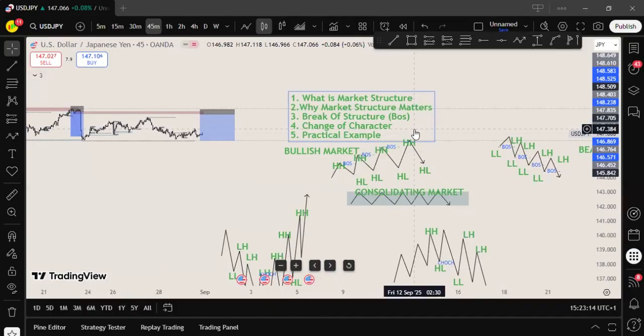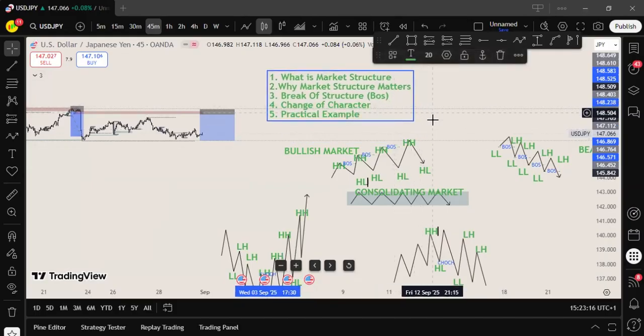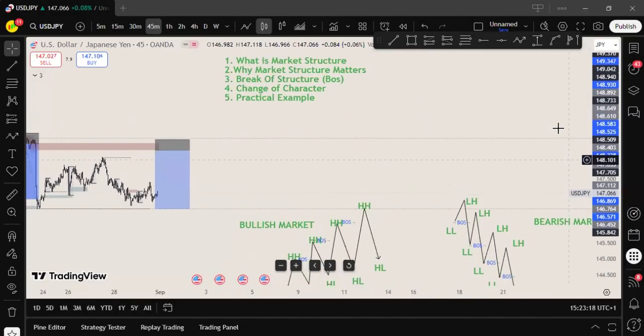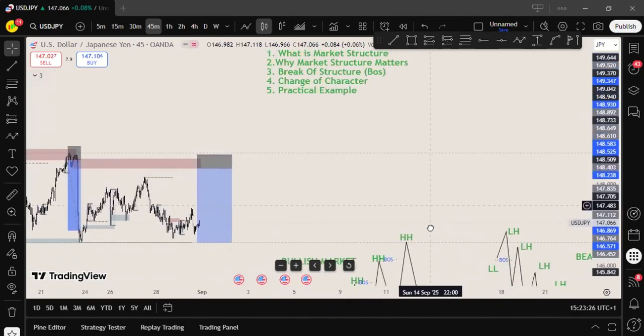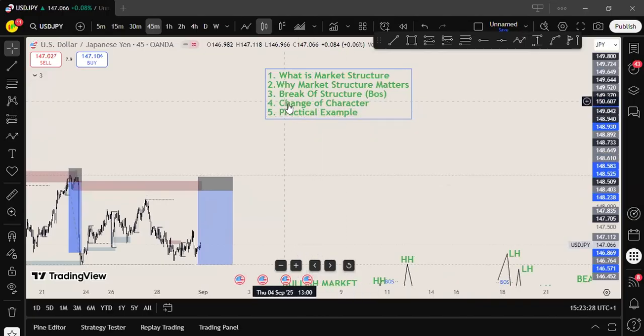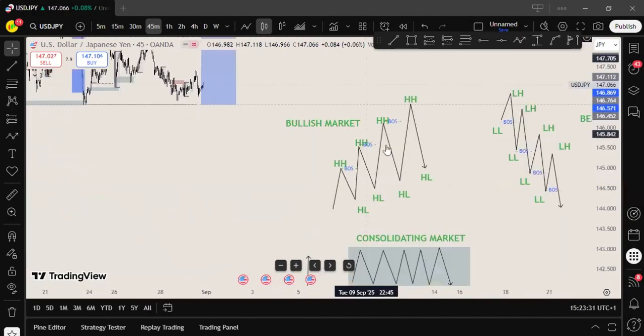What is break of structure? Break of structure means the market breaks either a previous higher high or a lower low. Change of character. Now, what is a change of character?